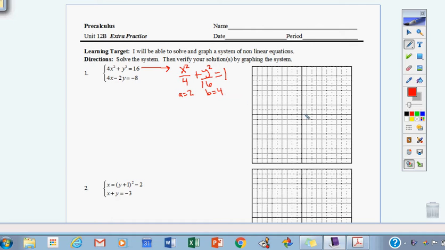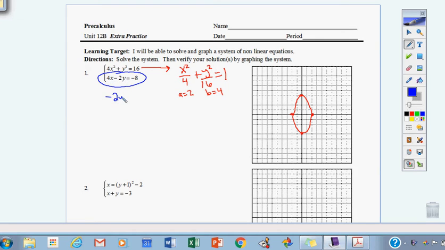So from the center of 0, 0, I go over 2 in both directions. 1, 2, 3, 4. 1, 2, 3, 4. And to the best of my ability on this pad, I will sketch that ellipse. All right, and then I'll switch colors to blue here. We need to know what this is. Well, that is not squared anywhere. There's no nonlinear component, so it's just a linear equation.